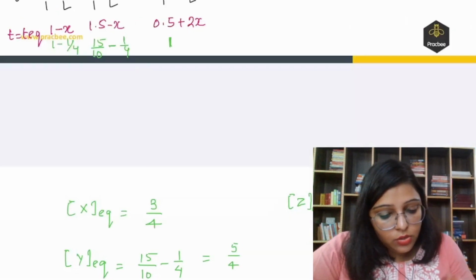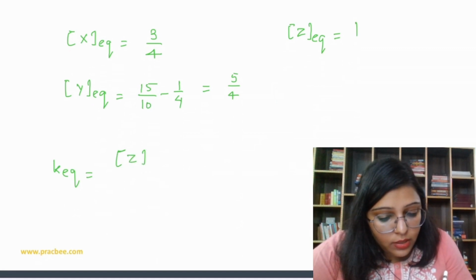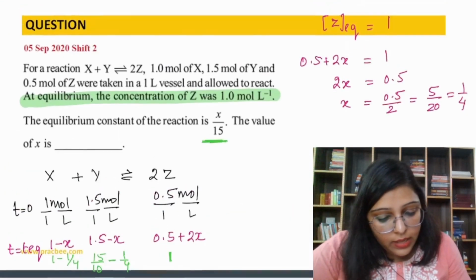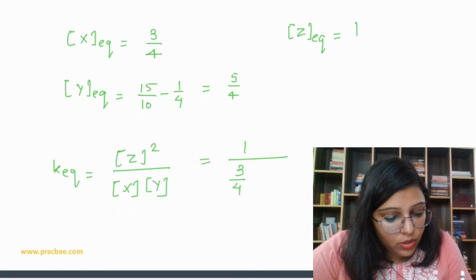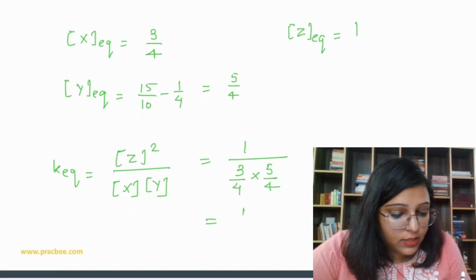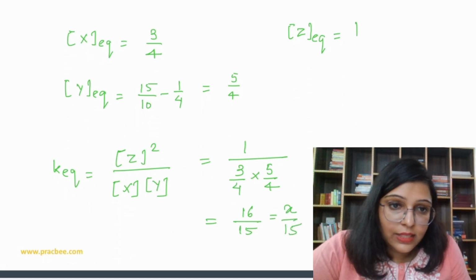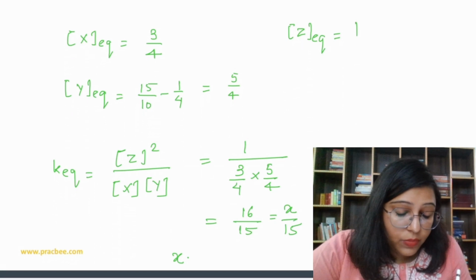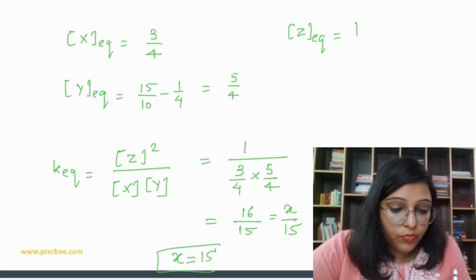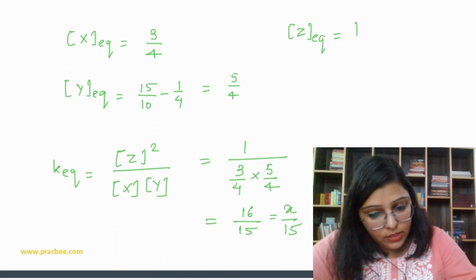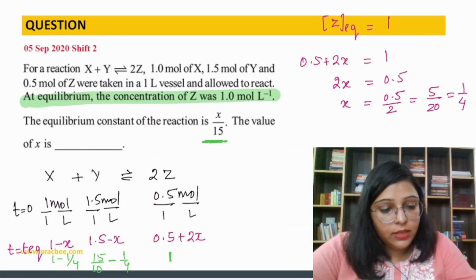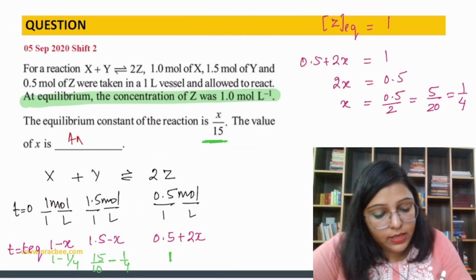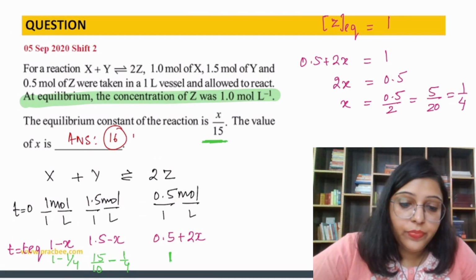So let's do it. Concentration of Z squared, then concentration of X, and then concentration of Y. So that is 1 upon 3 by 4 into 5 by 4, so we get 16 by 15. We have to compare this with x by 15, from which we can say the x value is equal to 16. Okay, the answer is 16. That's it.